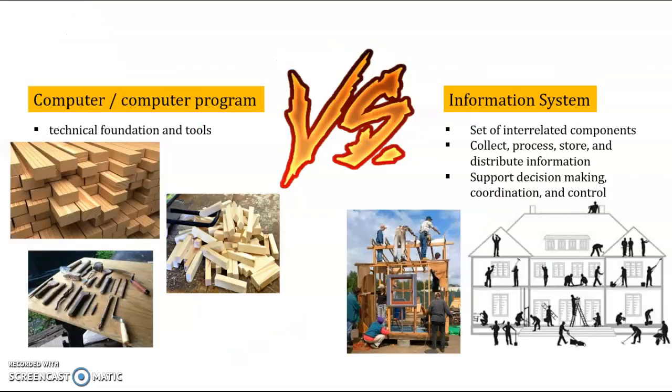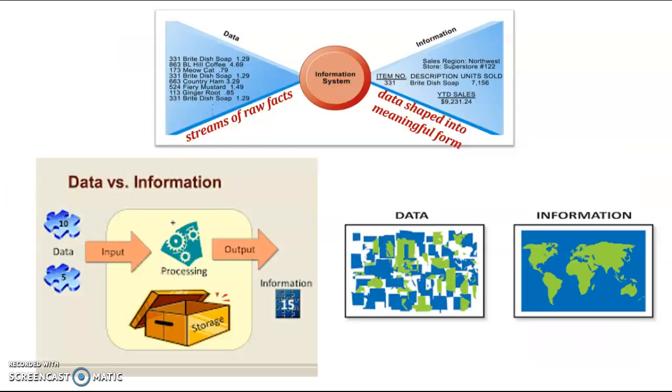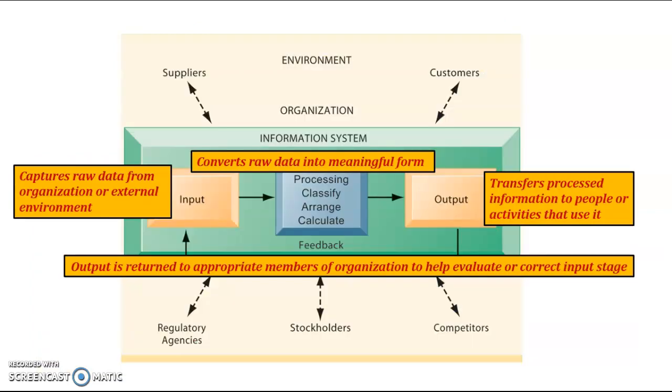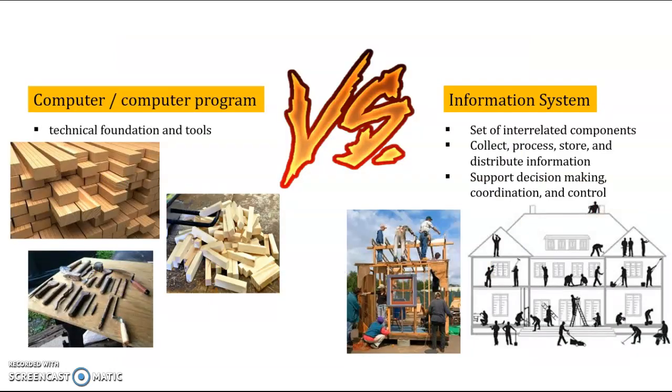I hope you understand what we meant by data, information, the input, process, output, and what are the items that support the information system, and of course the computer and also the information system.